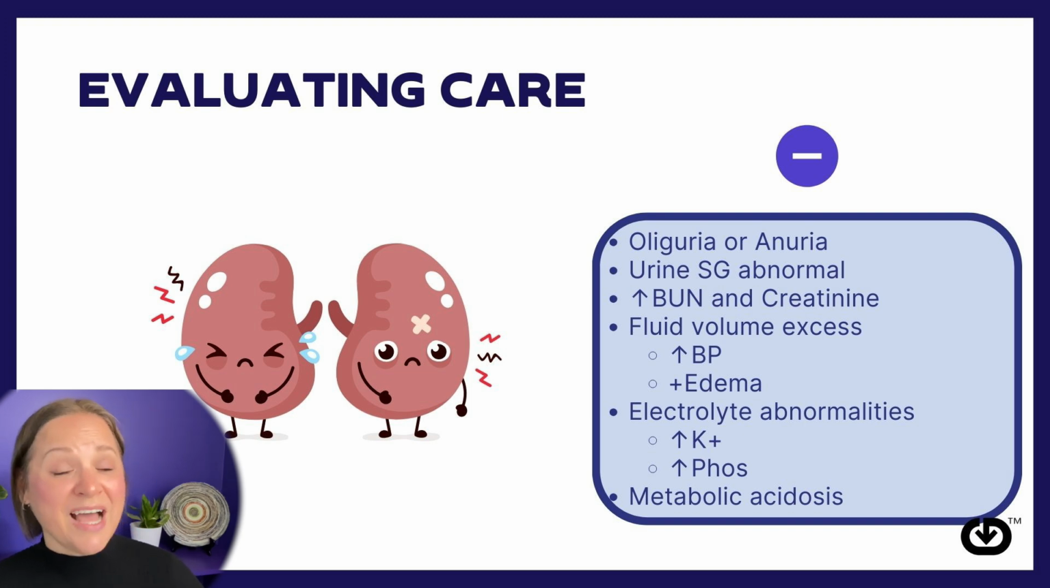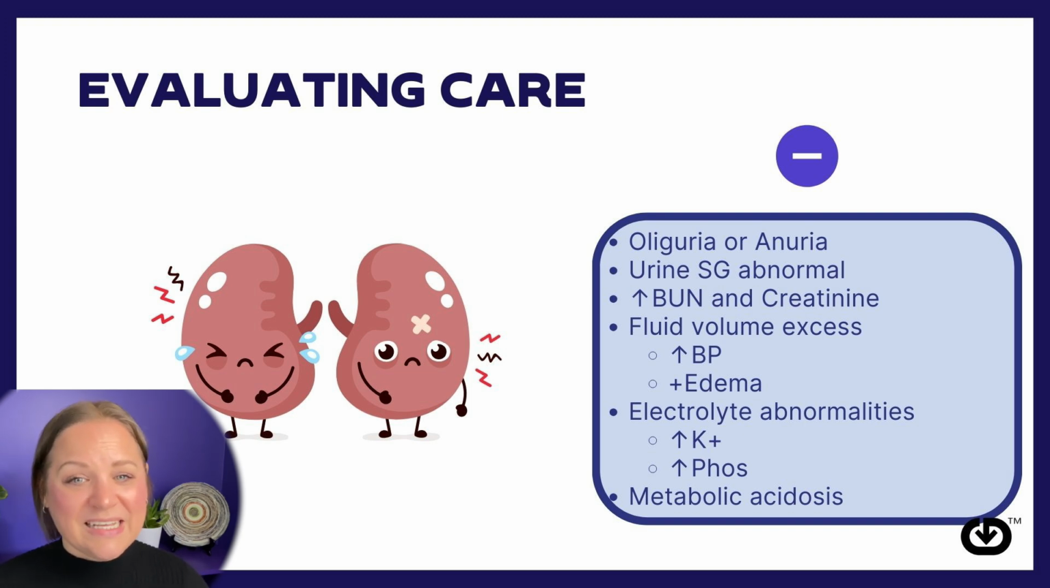Now, a kidney who's not doing well and not doing what we're expecting include things like oliguria and anuria, so little to no urine. The urine-specific gravity remains abnormal. There's an increase in BUN and creatinine. They have a fluid volume excess, showing that their kidneys are not releasing enough fluids, things like elevated blood pressure and edema, shortness of breath. Their electrolyte abnormalities would be present, things like elevated potassium and phosphorus. And finally, they would have a metabolic acidosis. So these are the signs you're looking for when things are not headed in the right direction.